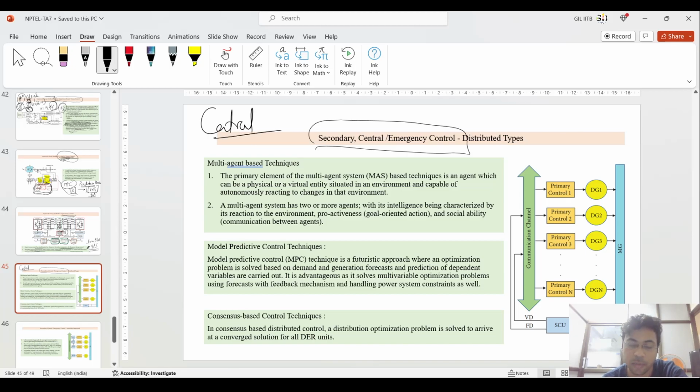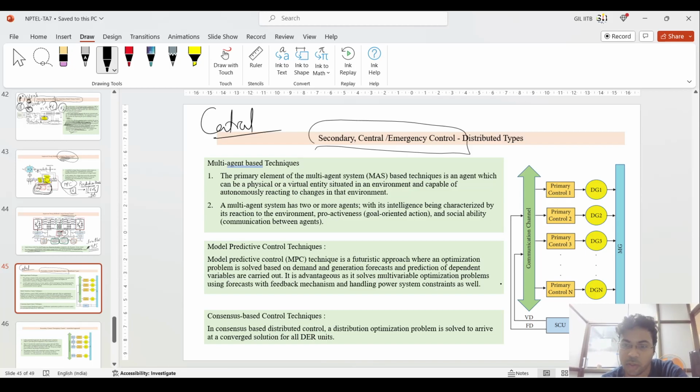You have a central controller. From that central controller, the reference should be taken out and taken in. If you have a distributed generator, then it would have a self decision making property. From here, it takes the decision itself, that what amount of power it should generate.